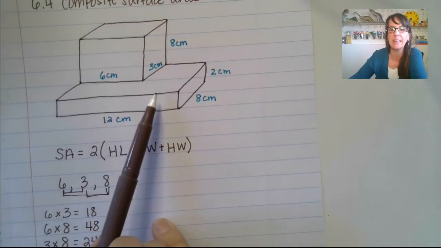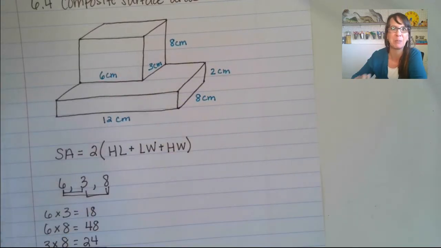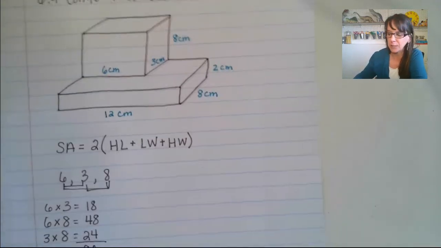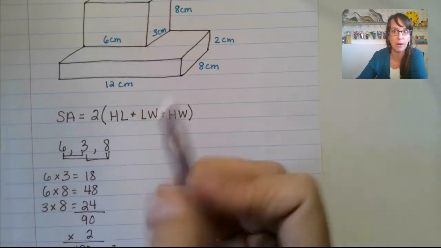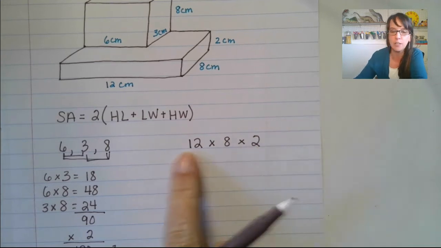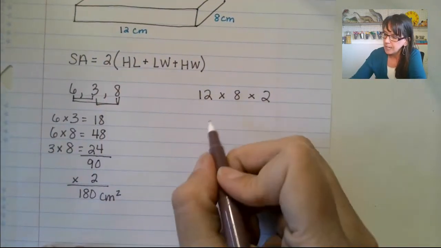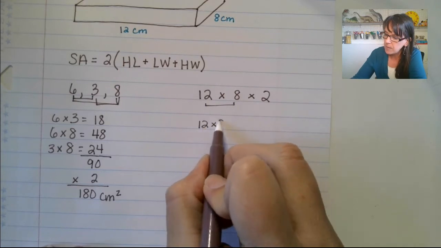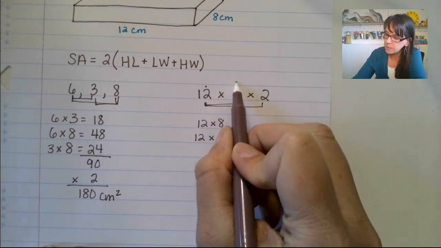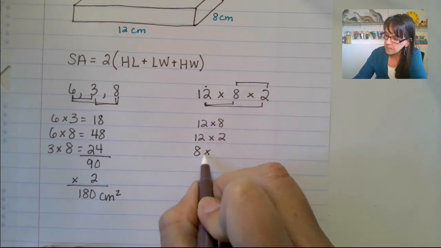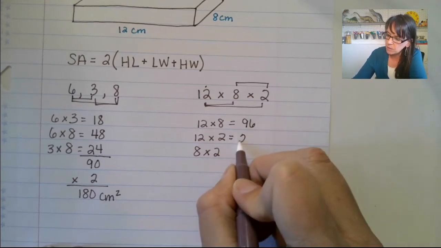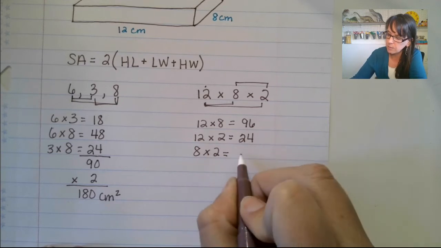Let's go ahead and find the surface area of this, not a cube, sorry, rectangular prism. A cube would have all the sides the same. Let's find the surface area of this rectangular prism on the bottom with our same method. We've got 12 times 8 times 2. Those are our dimensions, and you can write them with commas or with X's. So we do 12 times 8, 12 times 2, and 8 times 2. 12 times 8 is 96, 12 times 2 is 24, and 8 times 2 is 16.